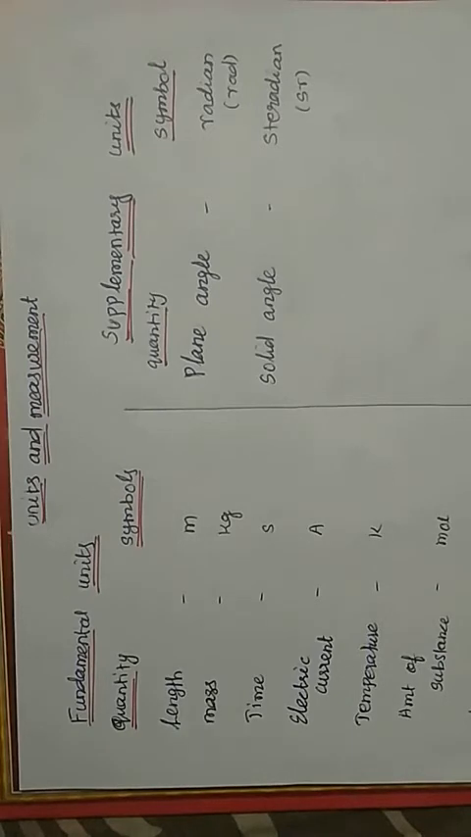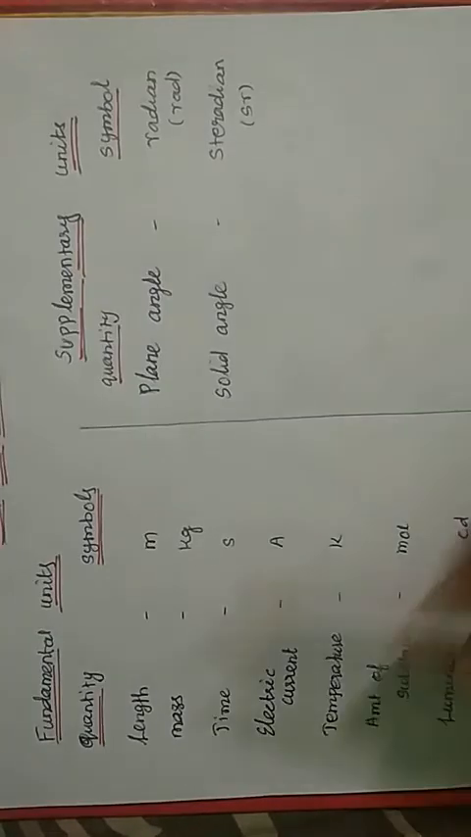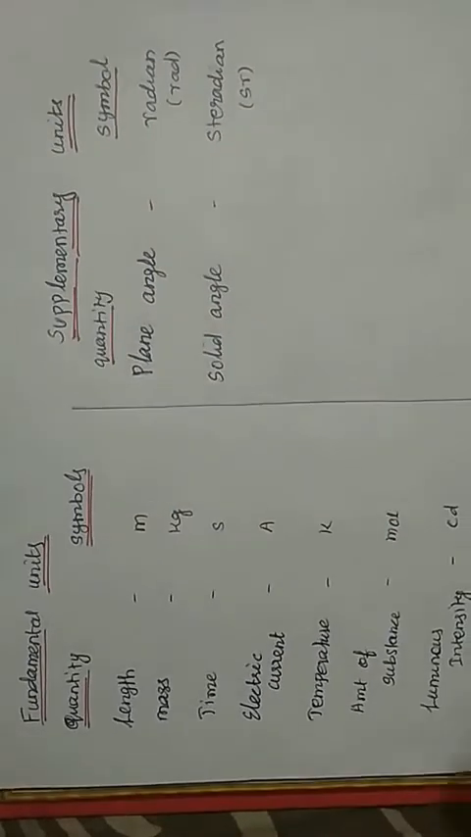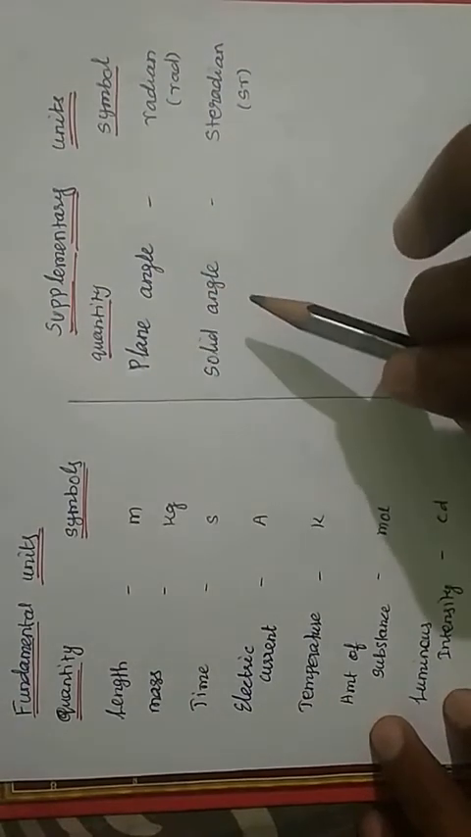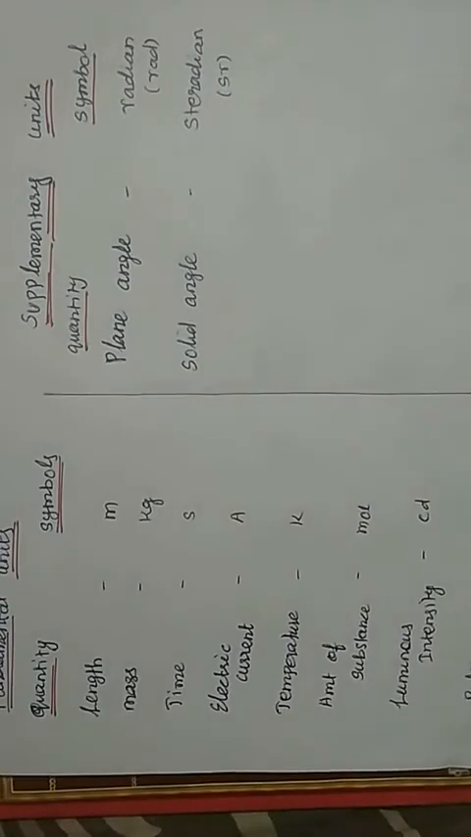I have already told you, in which there are 7 fundamental units and 2 supplementary units. Fundamental units means which cannot be expressed in terms of other quantities. That is what we call a fundamental quantity. There are 7 fundamental quantities in the SI unit. They are length, mass, time, electric current, temperature, amount of substance and luminous intensity. Those are the 7 fundamental units, and the supplementary units are plane angle and solid angle. So these things we have discussed in the last class.